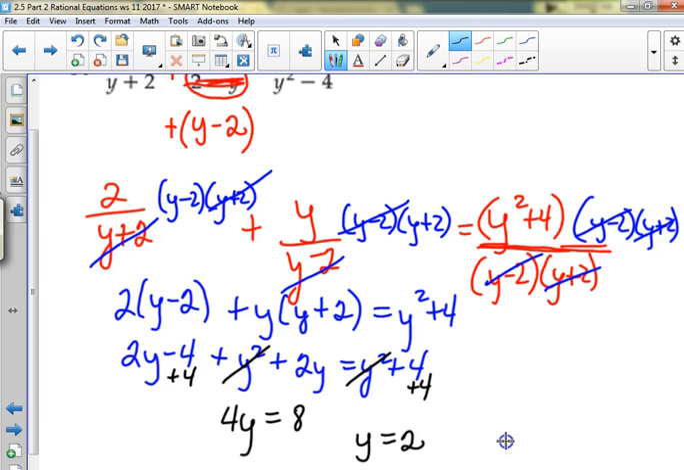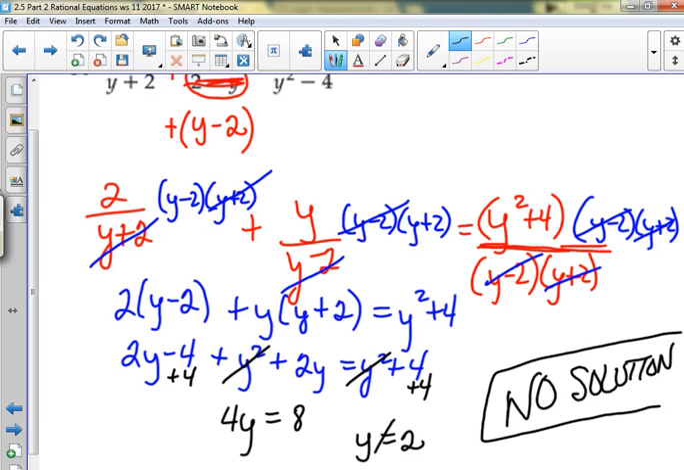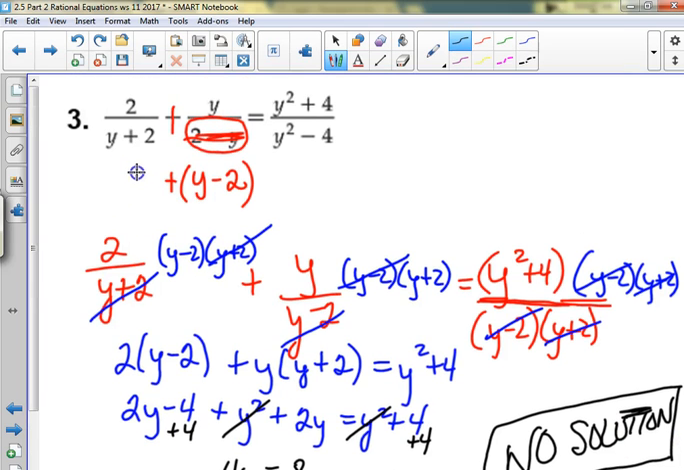Uh-oh. Does that go back in and check? It can't equal this, so what's our answer? It's supposed to say no solution. Kind of messy. All right.